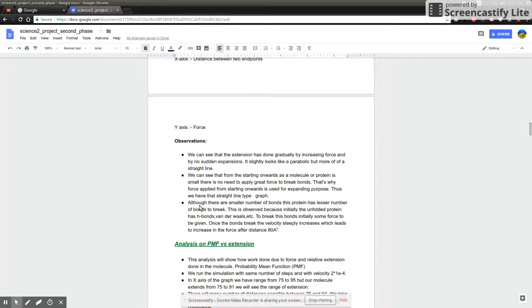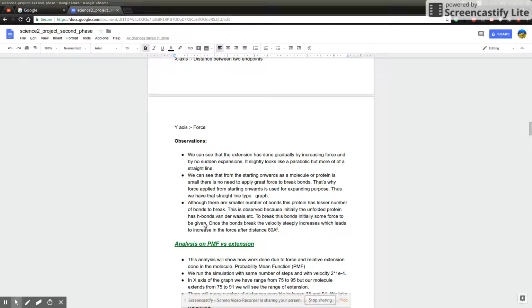Although there are bonds, this protein has a smaller number of bonds to break. This is observed because initially the folded protein has hydrogen bonds, van der Waals forces, etc. To break these bonds, initially some force has to be given. That's why you have seen the force as negative. Once the bonds break, the force cancellations are not there, meaning the cancelling by the hydrogen bonds.